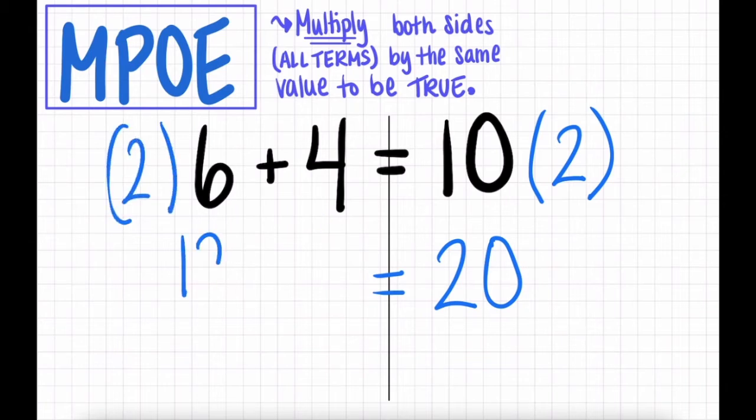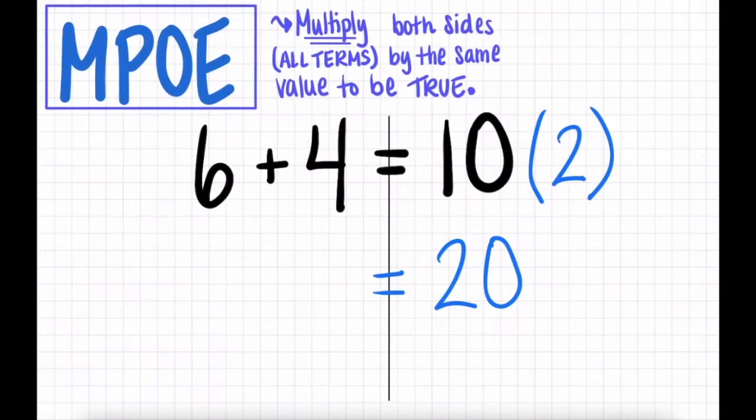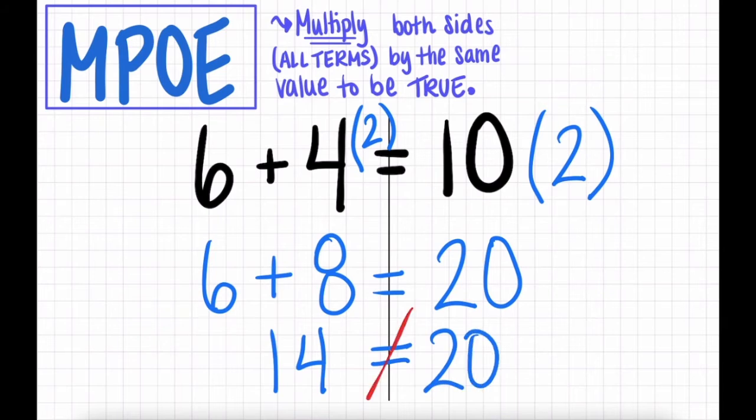2 times 6 is 12. Bring down the 4. 12 plus 4 is 16. Will 16 equal 20? Definitely not. This equation is no longer true. So that didn't work. Try something else. How about only multiplying 4 by 2? Okay, 4 times 2 is 8. And 6 plus 8, shoot, that's 14. Does 14 equal 20? Nope. Another false equation. There's only one thing we haven't tried yet.